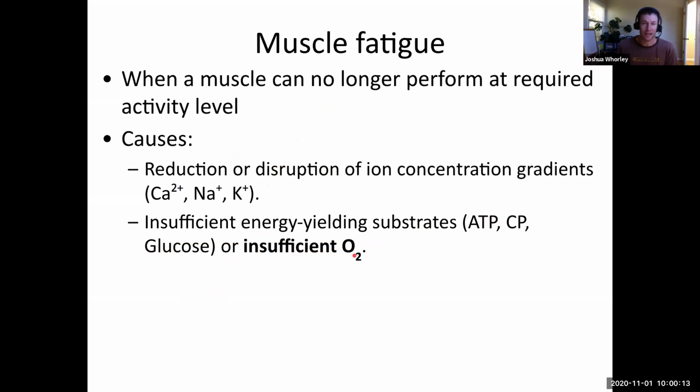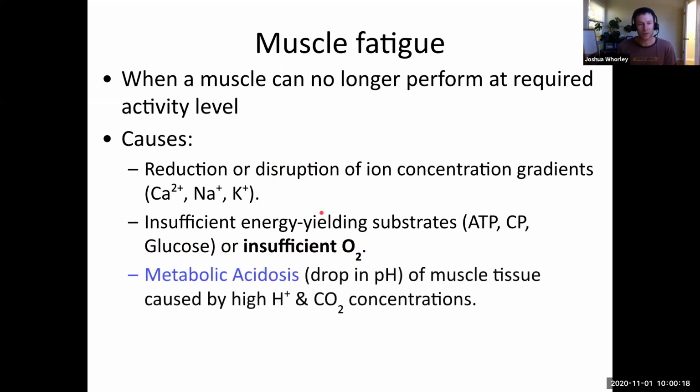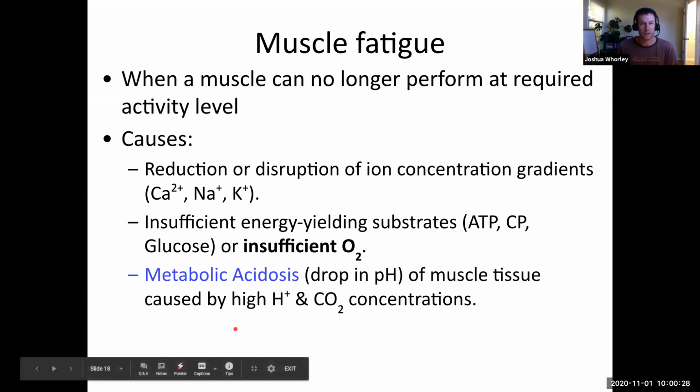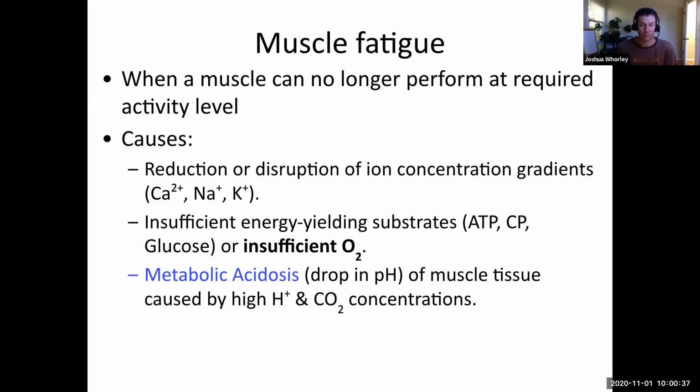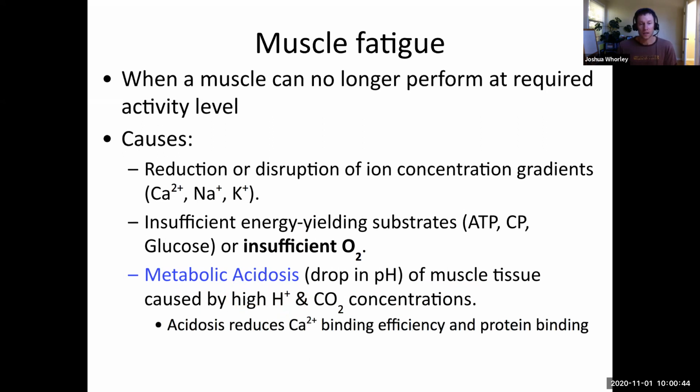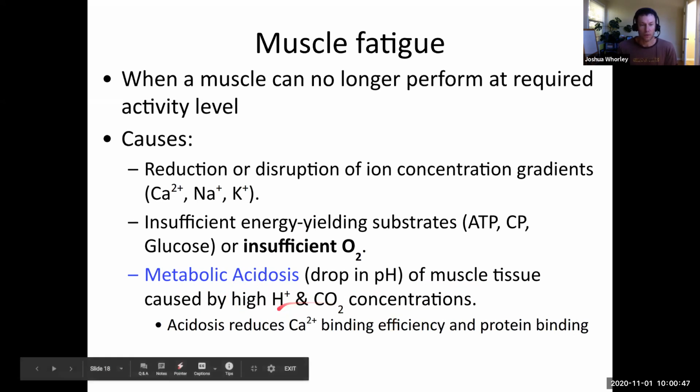Insufficient oxygen can definitely happen at any time and contribute to muscle fatigue, but that's always coupled with metabolic acidosis, right? Metabolic acidosis means the reduction in pH, the increase in acidity that muscle tissue experiences, caused by that increase in hydrogen ion and CO2 concentration, right? So metabolic acidosis is, we think, the primary cause of muscle fatigue.